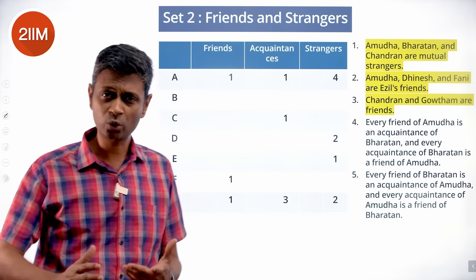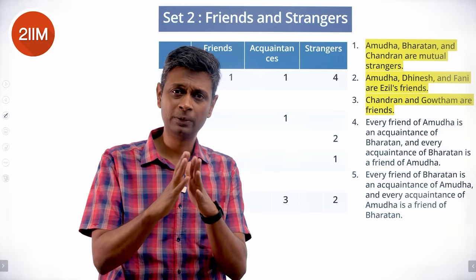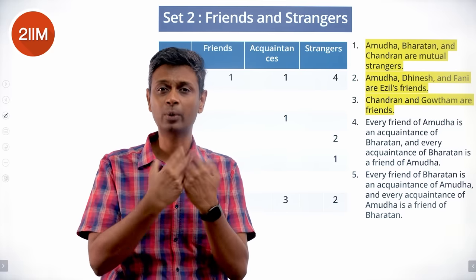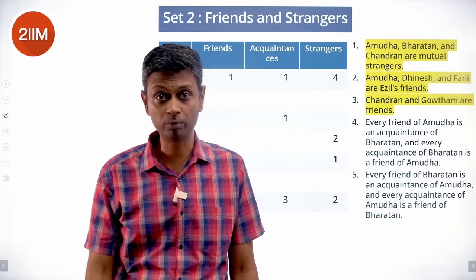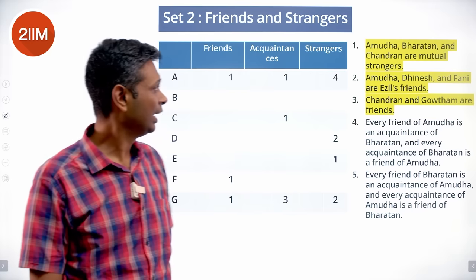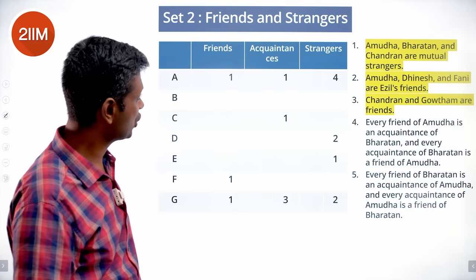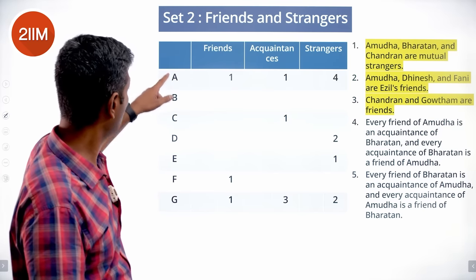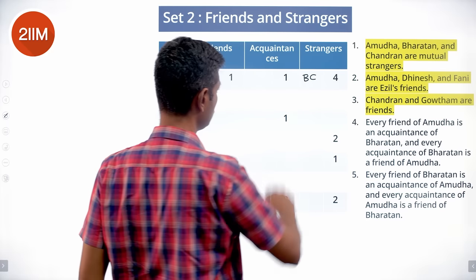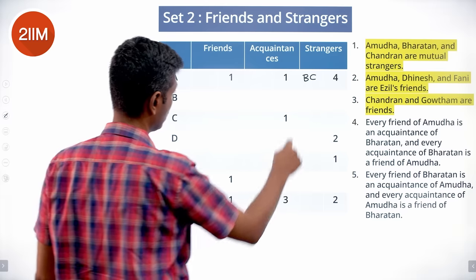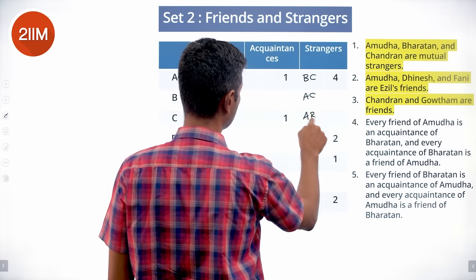I followed an approach where I thought I would draw links two ways, establishing friends, strangers, and acquaintances, with different forms of straight lines and curved lines and dotted lines. It became too confusing in the exam hall, and then I shifted to the table approach. What am I going to do? Amudha, Bharatan, and Chandran are mutual strangers. For Amudha, Bharatan and Chandran are strangers, so let's put B and C here. For Bharatan, Amudha and Chandran are strangers, A and C. For Chandran, Amudha and Bharatan are strangers, A and B.